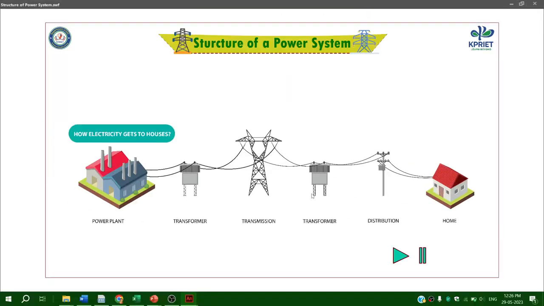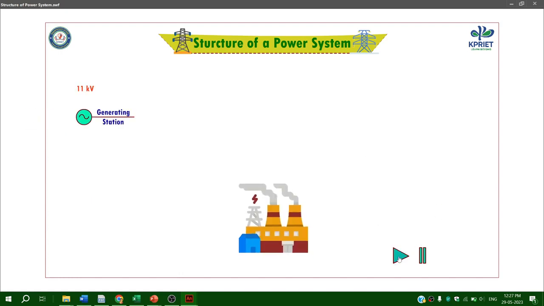This is the structure of the power system. The power plant is the first point of the power system. Then a transformer is connected. Then the transmission is taken care of by the steel towers that are connected to the transformer. At each and every stage, the transformer plays a vital role to increase or decrease the voltage level that will be connected to the distributor. Then we get the power from the distribution for each and every home.